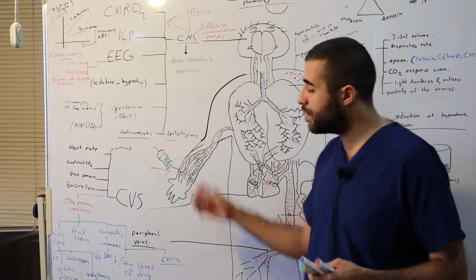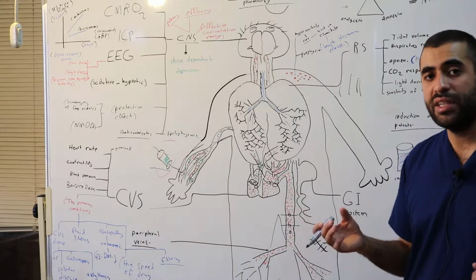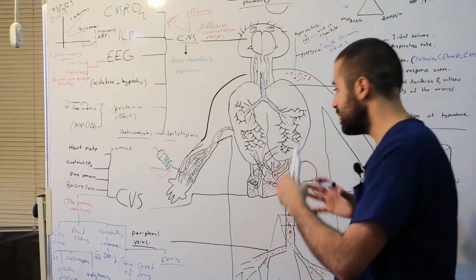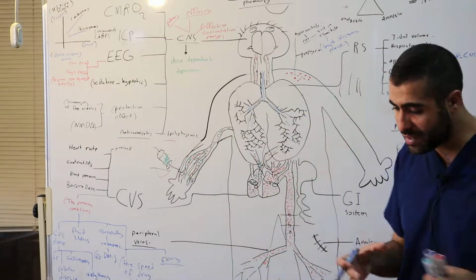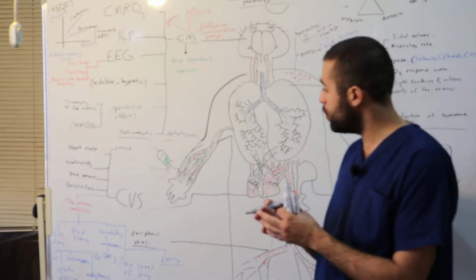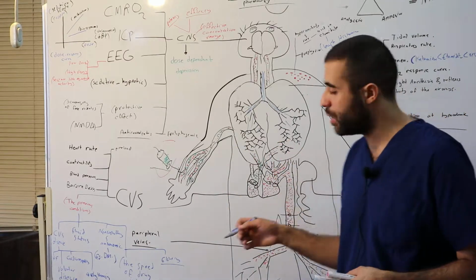So increasing the diameter of the veins, or venodilation, will decrease the preload, or decrease the blood that is returning to the heart, because you have the same amount of blood and you are dilating the veins, okay? So the preload to the heart will decrease.